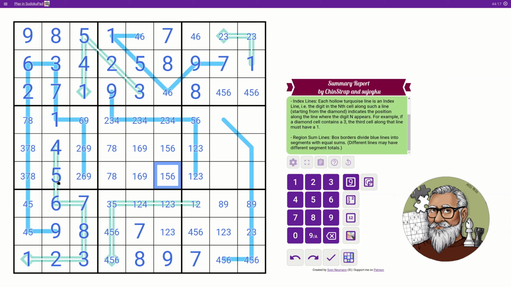Oh, this isn't a 5. Okay, that helps. That helps, not completely, but it helps. So I have a 5 here, but lots of places to put a 5.